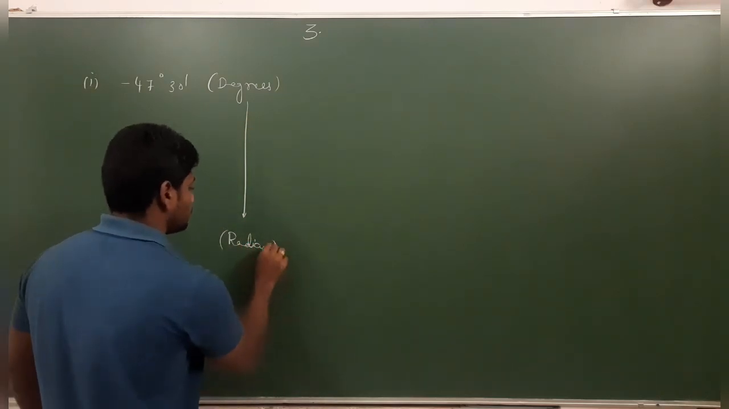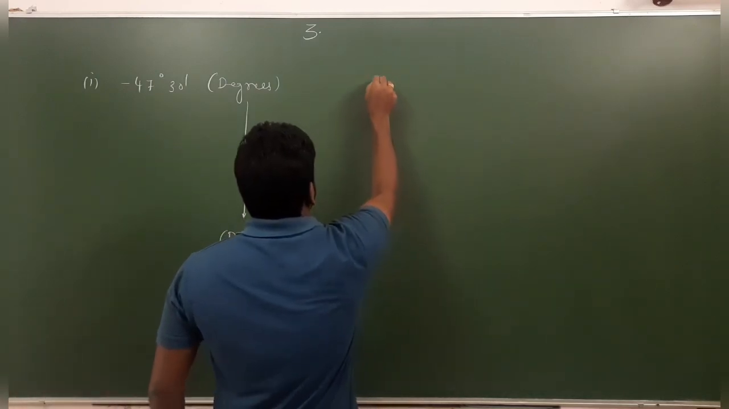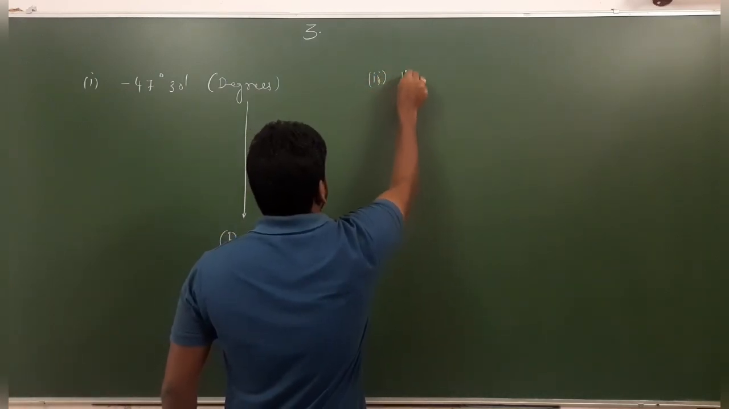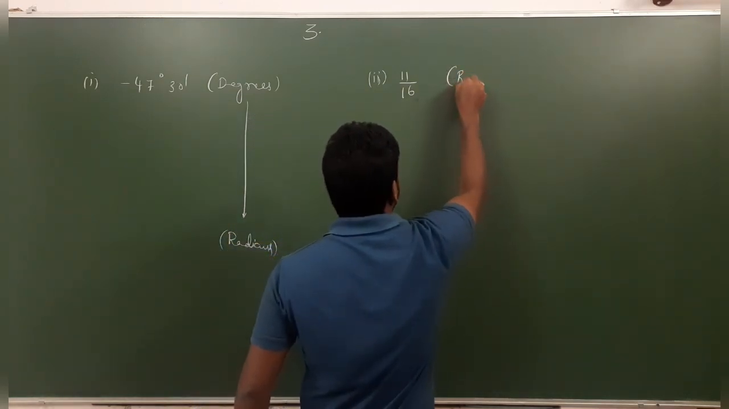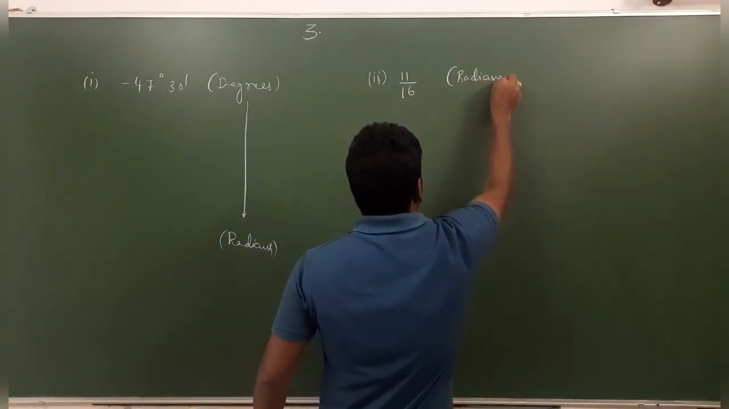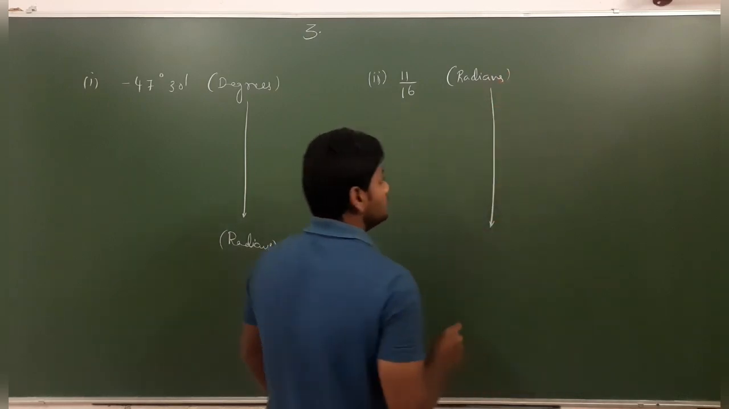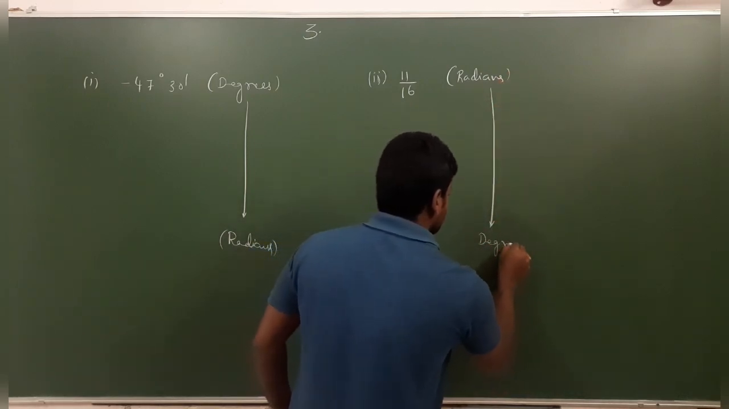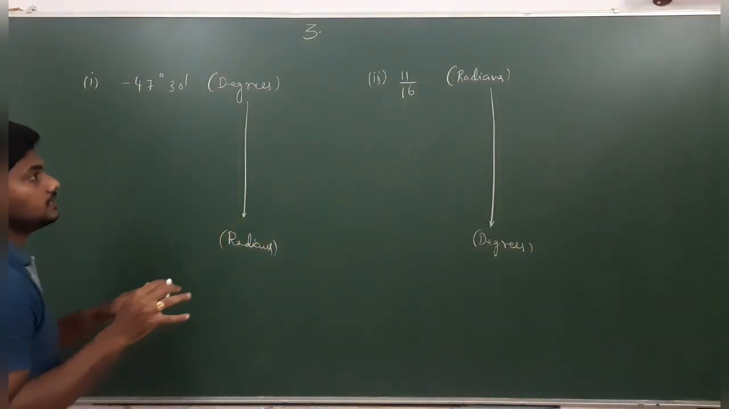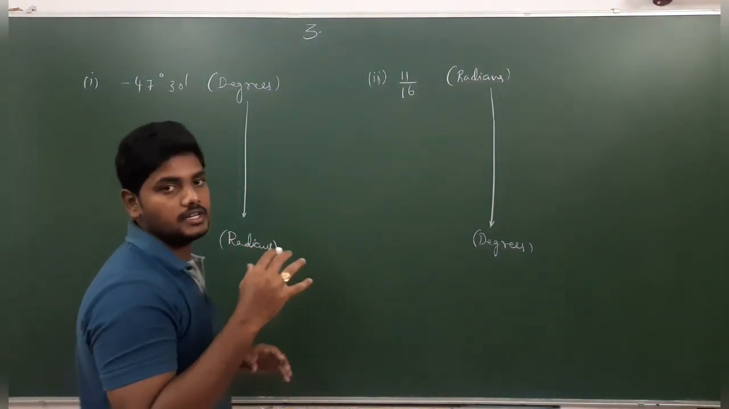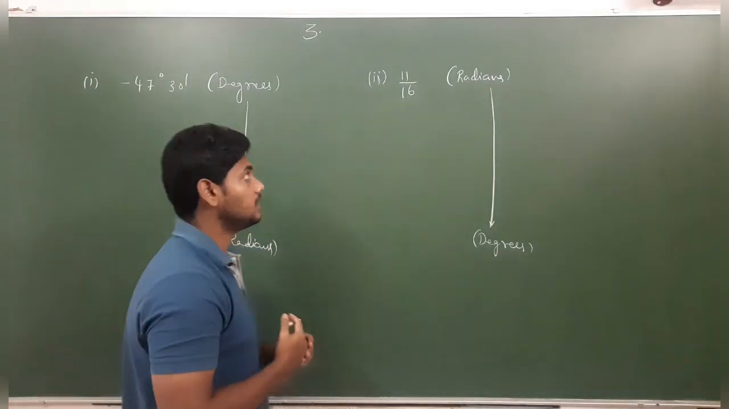Next one, we'll consider 11 by 16, which is in terms of radians, right? Now, after converting radians into degrees, what is the value of that? So let us solve these two. So we have to recall the previous topic, and then we will go through the next topic.